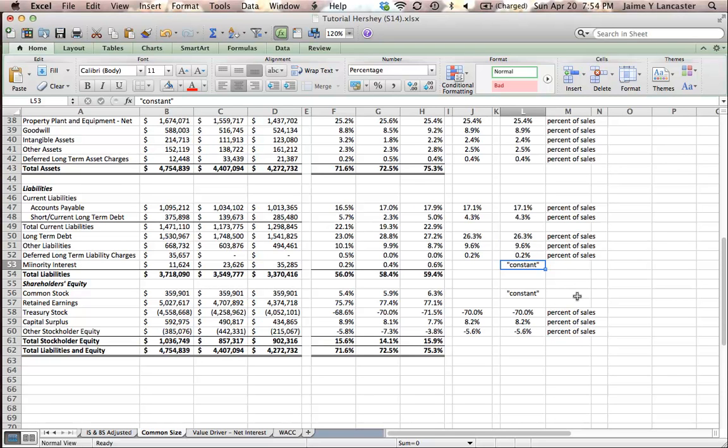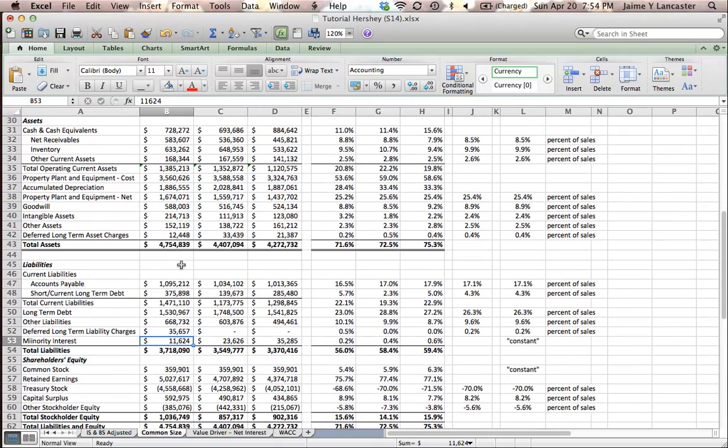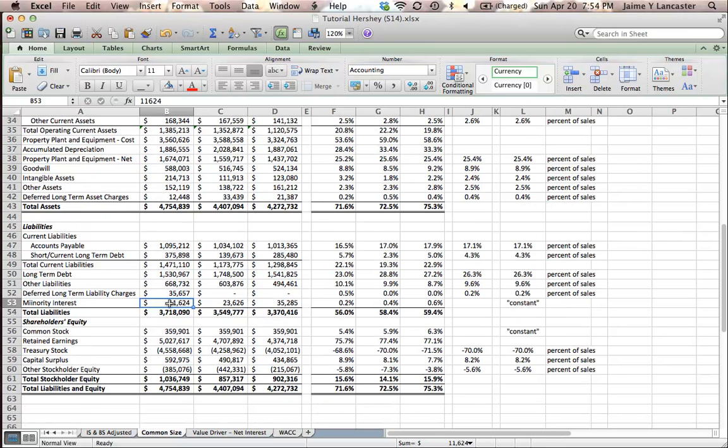Minority interest, we're going to hold it constant. And to hold it constant, what that means is that you take the last year, your most recent year, 2012, or you may have 2013, or you may have 2014, depending on your company, and you allow it to be $11,624 every year in all of your forecasts. We're not going to try to forecast that as a percentage of sales because it's not actually going to work. It's not going to be meaningful, so we hold it constant. And if we add all this stuff up, we get total liabilities, so we don't need a value driver there.